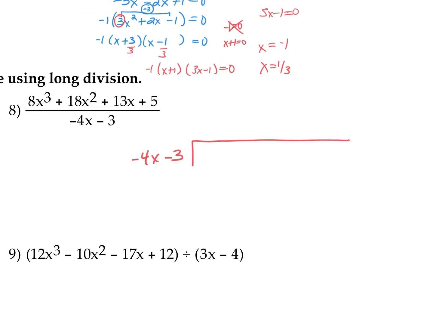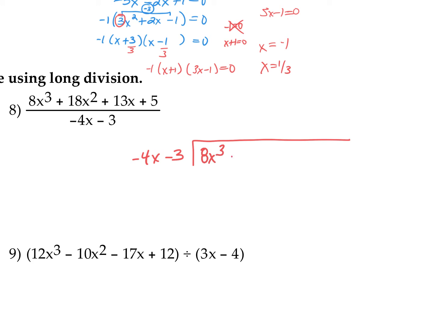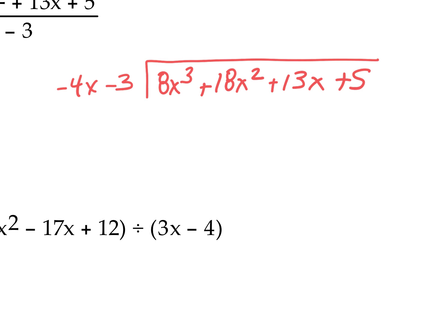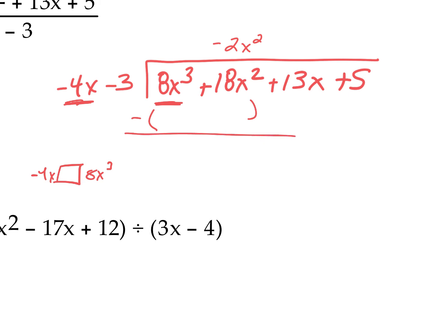So I have 8x cubed plus 18x squared plus 13x plus 5. Make sure there's no gaps, right? 3, 2, 1, none? Good. Okay, so first term into first term. Negative 4x times what gives me 8x cubed? Negative 2x squared. So I'm going to put that above my x squareds. I'm going to get my subtraction ready, and now I'm going to multiply. What's negative 2x squared times negative 4x? Positive 8x cubed.